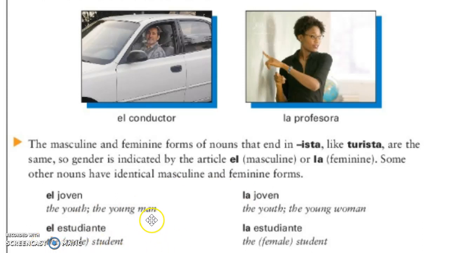Some other nouns that have identical masculine and feminine forms would be joven, which means youth, like you all are youth. So it could be el joven if it's a man or a boy, and it could be la joven if it's a young woman, like yourselves. El estudiante, la estudiante. Those are exactly the same words. It's just indicated by the article whether it's a male or female.